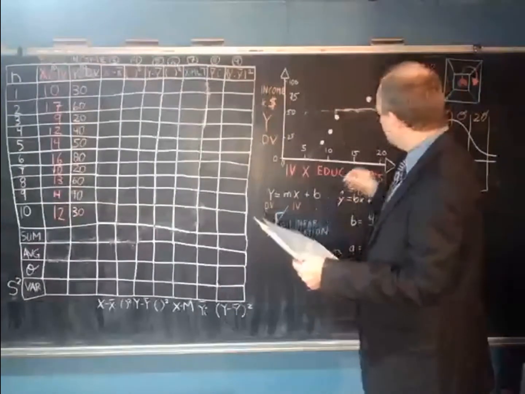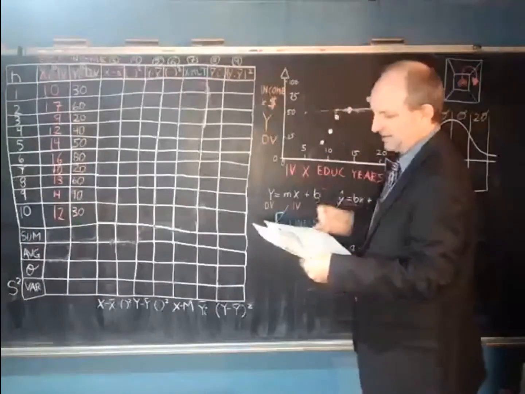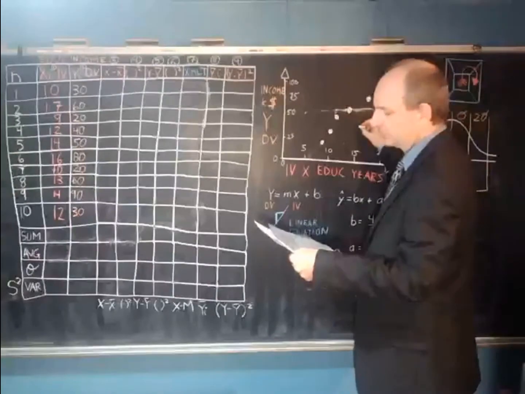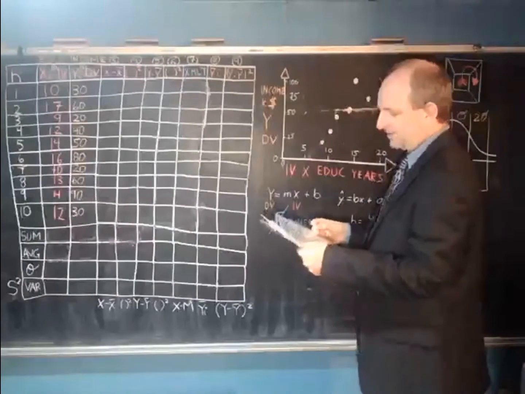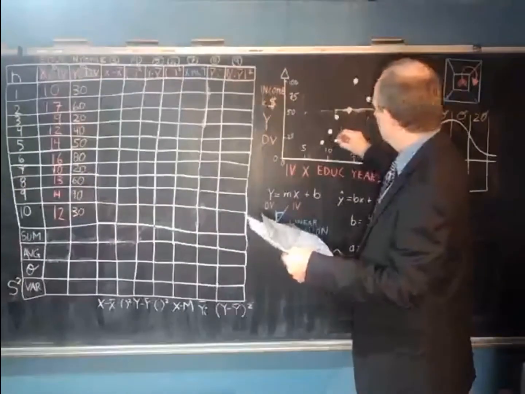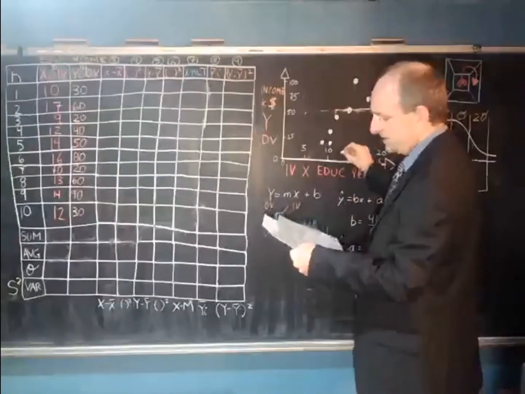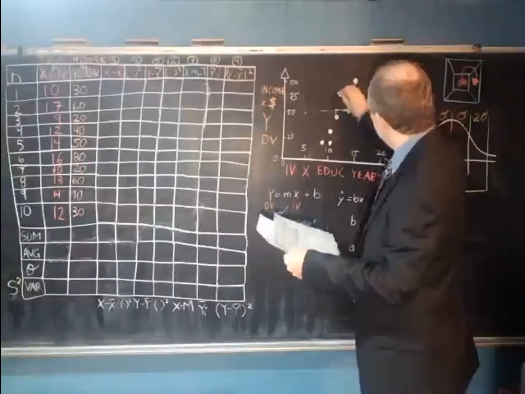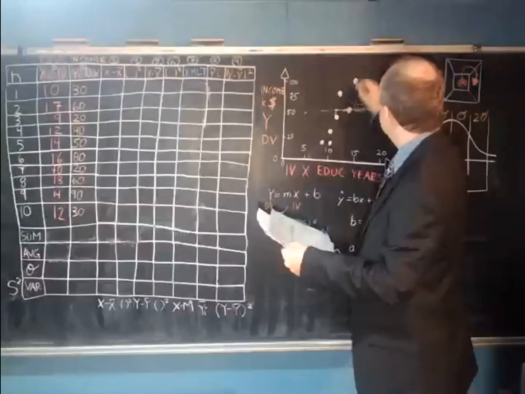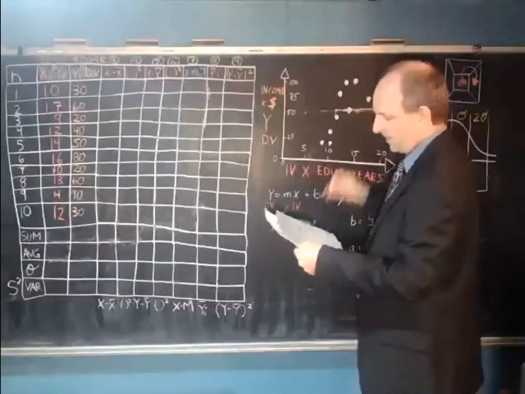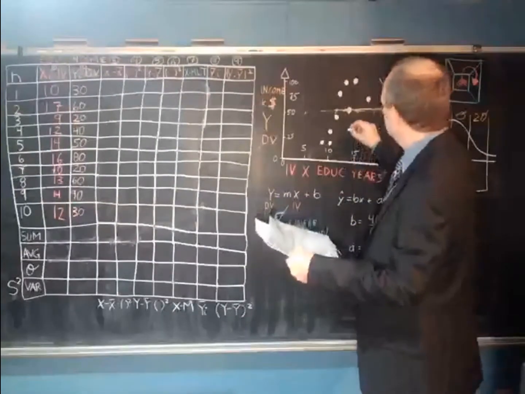The 5th individual spent 14 years in school and earned $50,000. The 6th individual spent 16 years in school and earned $80,000. The 7th individual spent 10 years in school and earned $20,000. The 8th individual spent 13 years in school and earned $60,000. The 9th individual spent 14 years in school and earned $90,000. And the 10th and last individual spent 12 years in school and earned $30,000.